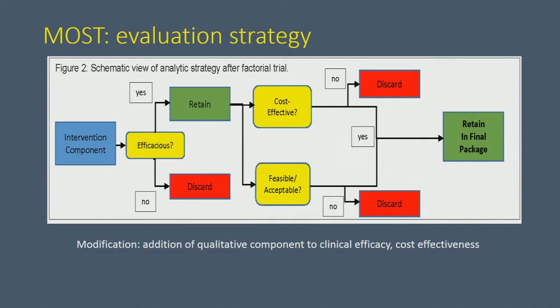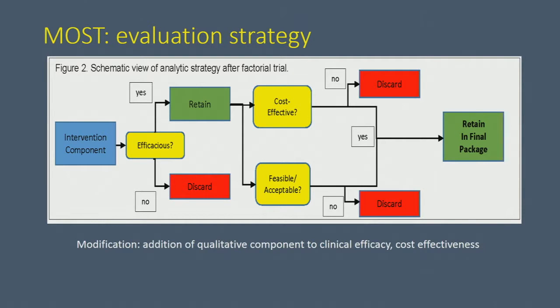So this is what I just told you. We have the intervention component. If it is clinically efficacious, we retain it in the final package. If it's not, it's out. And then we see if it's cost effective, like I just said, and if it's cost effective, we retain it. But I said to Linda, well, that's cool, but you don't really talk to the patients to see what they like, what worked for them, what was feasible, what was a hassle. What about doing that? And she said, yeah, I guess we can do that.